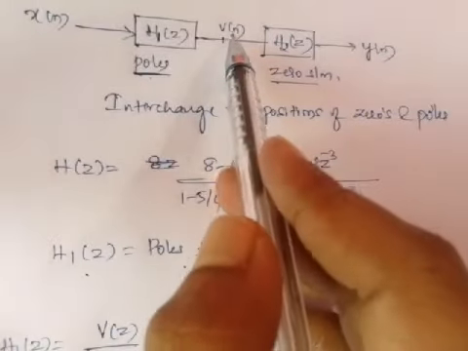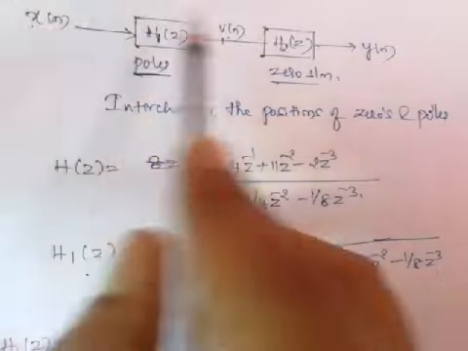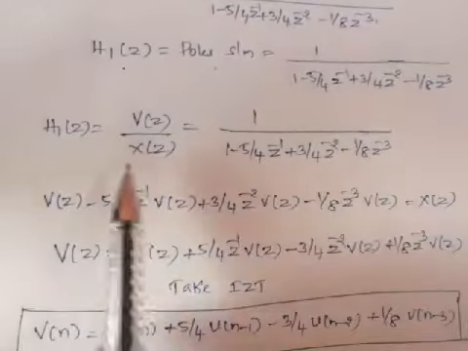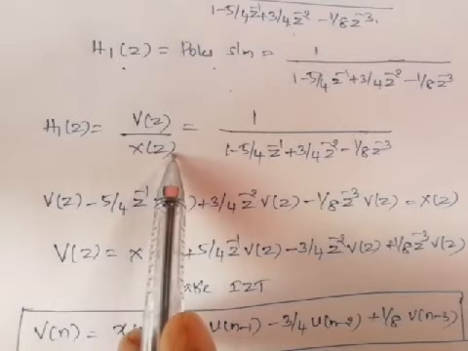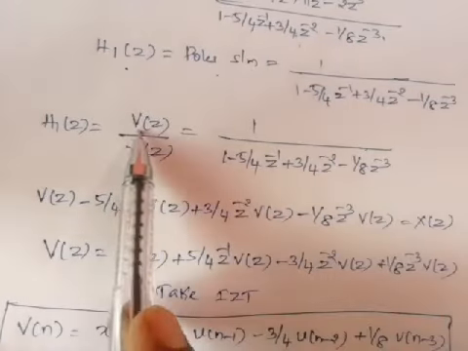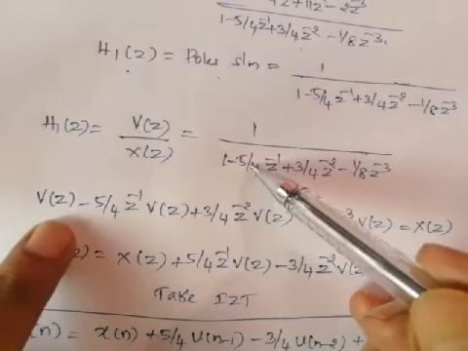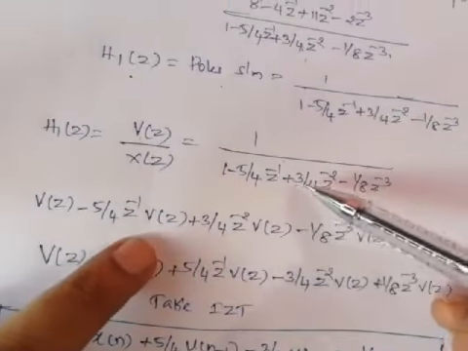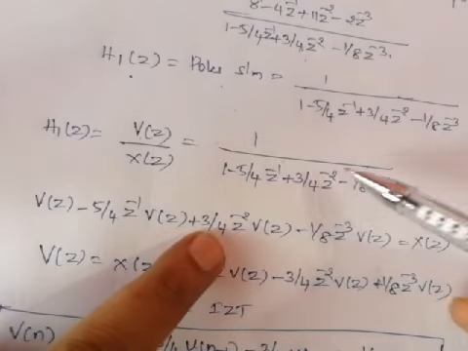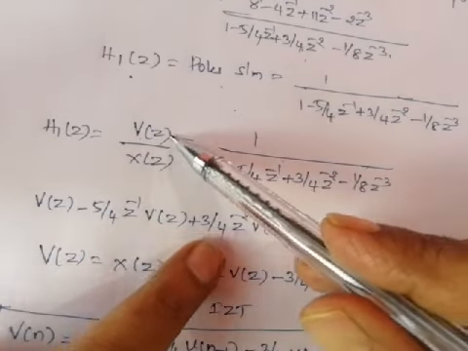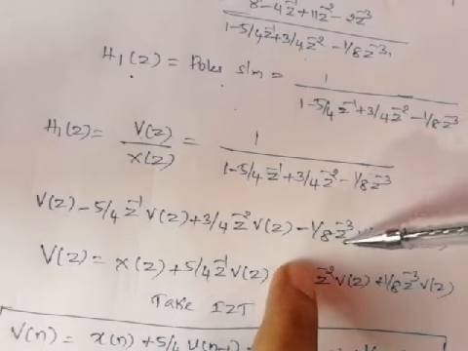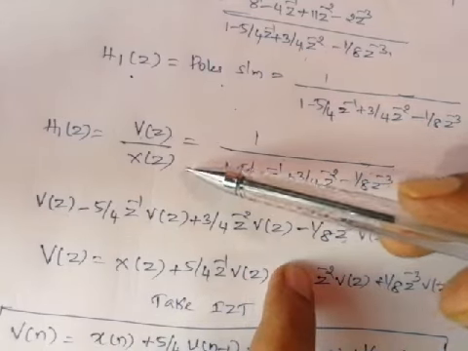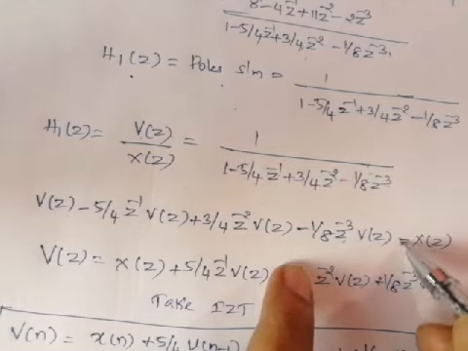And h1 of z is the ratio of output by input, V of z divided by X of z. So let us do the cross multiplication. V of z into 1, minus 5 by 4 z to the power minus 1 into V of z, next plus 3 by 4 z to the power minus 2 into V of z, next minus 1 by 8 z to the power minus 3 into V of z, that is equal to X of z.